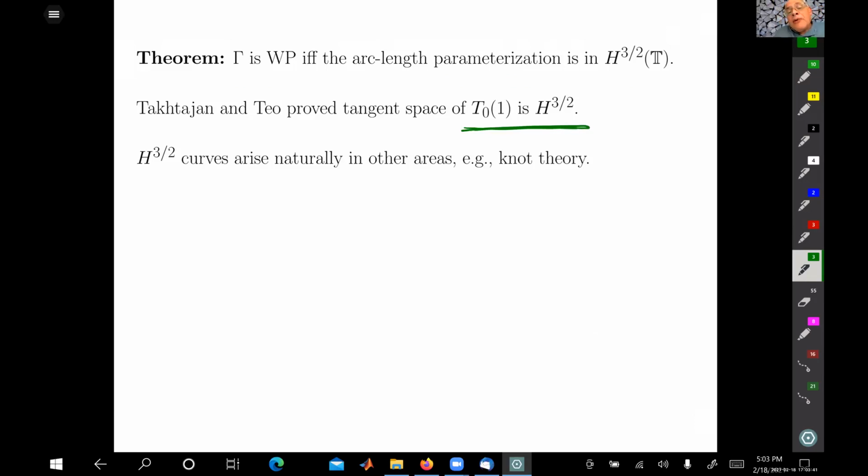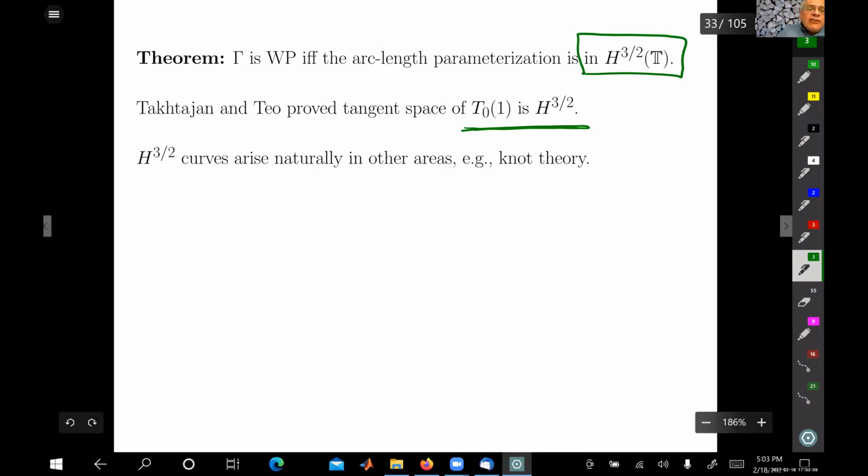It was known that in an infinitesimal sense, these curves are modeled in H^{3/2}, but this result says, in fact, they are exactly the Jordan curves for which the arc length parameterization is in H^{3/2}. Now, this starts linking it up to other ideas, because H^{3/2} wasn't just invented here. This occurs in other fields. And I'll just mention one theorem, which I think is nice, in knot theory.